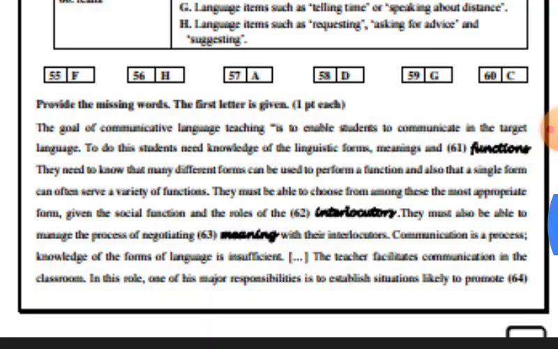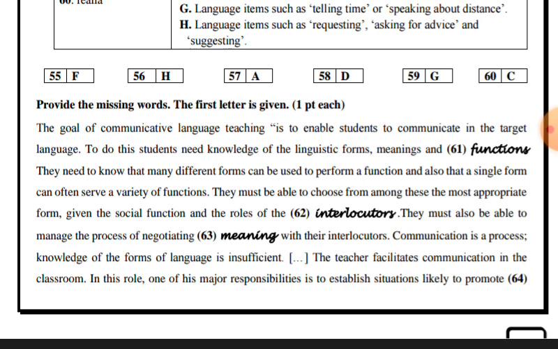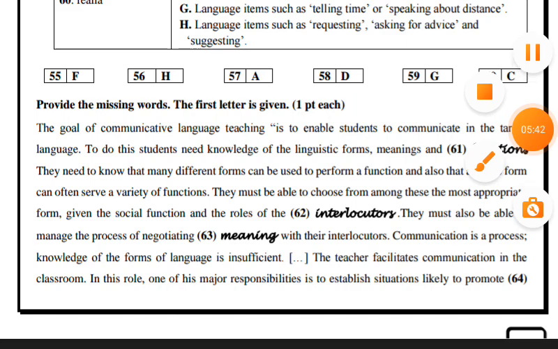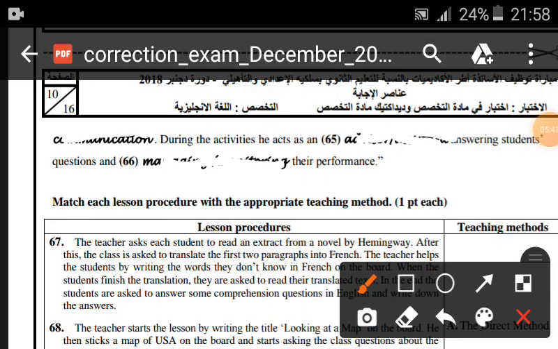So you just need to reread this paragraph quietly until you understand it, because it contains the answers. It might give you the same paragraph, so understand how to solve it in the next exam, inshallah. So let's move to the next part. 54, communication is the right answer.